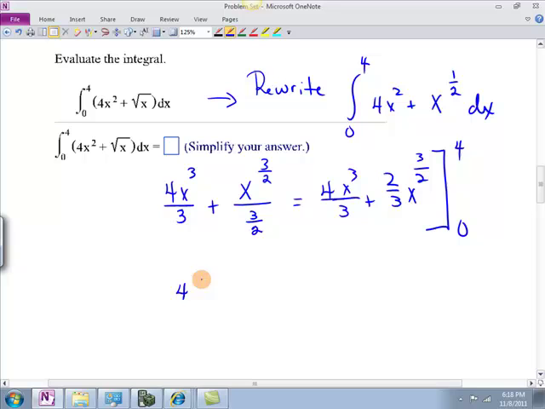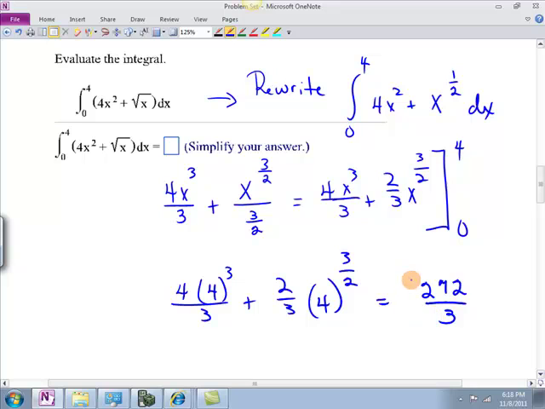So you have 4 times 4 cubed over 3 plus 2/3 times 4 to the 3 halves. Could you do all that without a calculator? You sure could. 4 to the 3 halves, square root of 4 is 2, 2 cubed is 8. So you could do those without a calculator. But I think we should get this. Let me know if you agree.